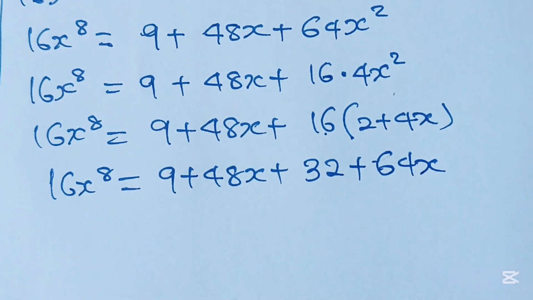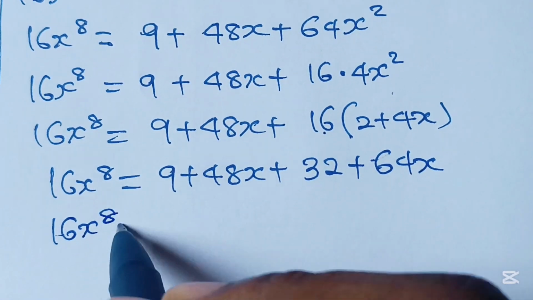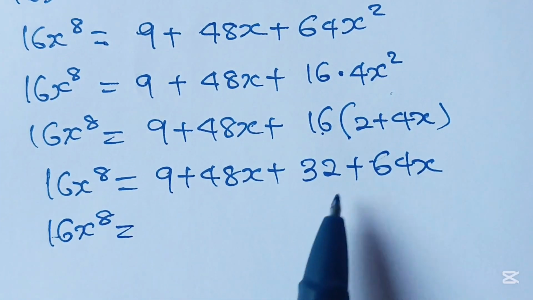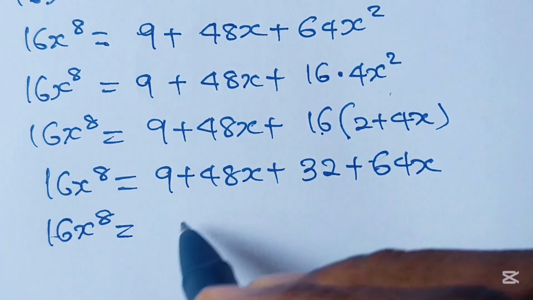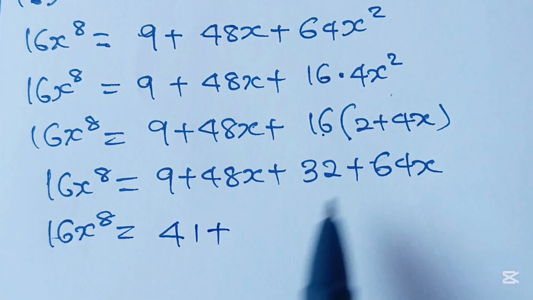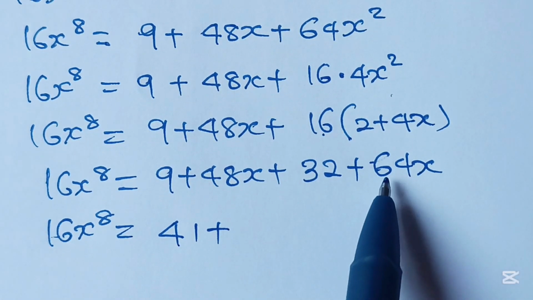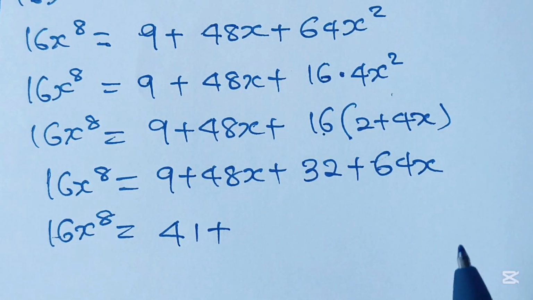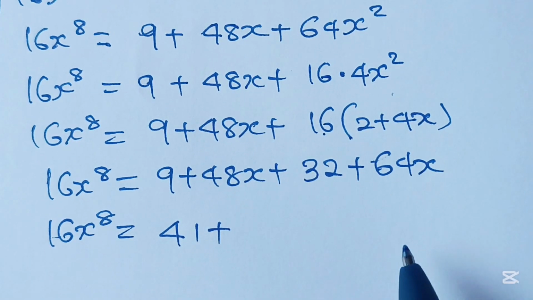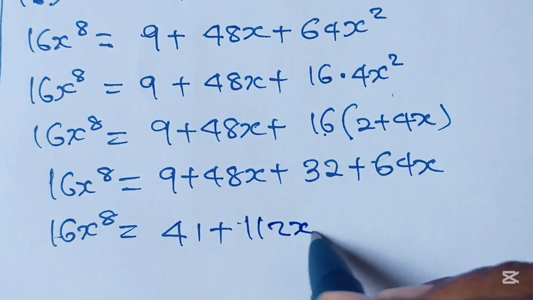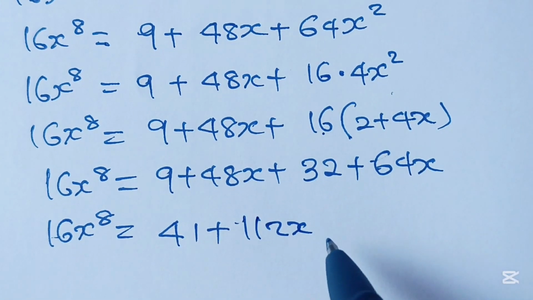Okay, hope you're enjoying this because I am. I told you it's going to be an interesting one. Now 32 plus 9 will give us 41, and 64 plus 48 will give us 112, right? Yeah, 112x. So this is what we have right now.